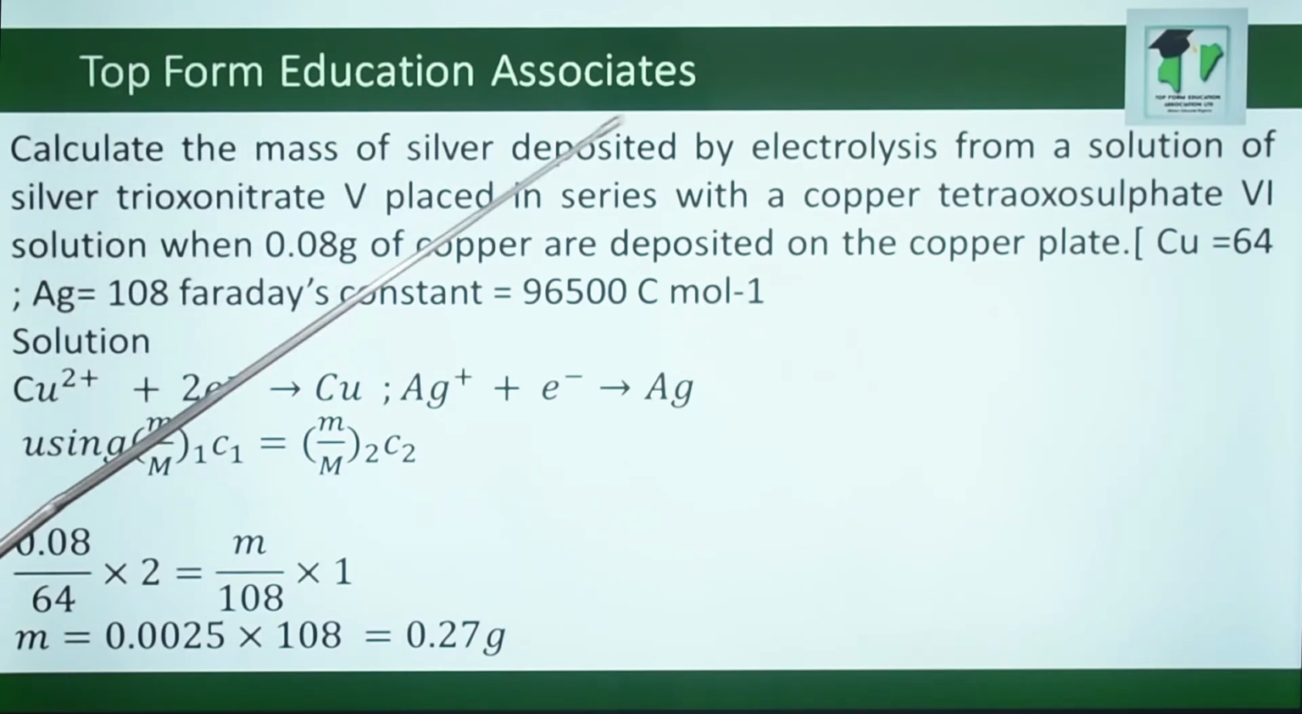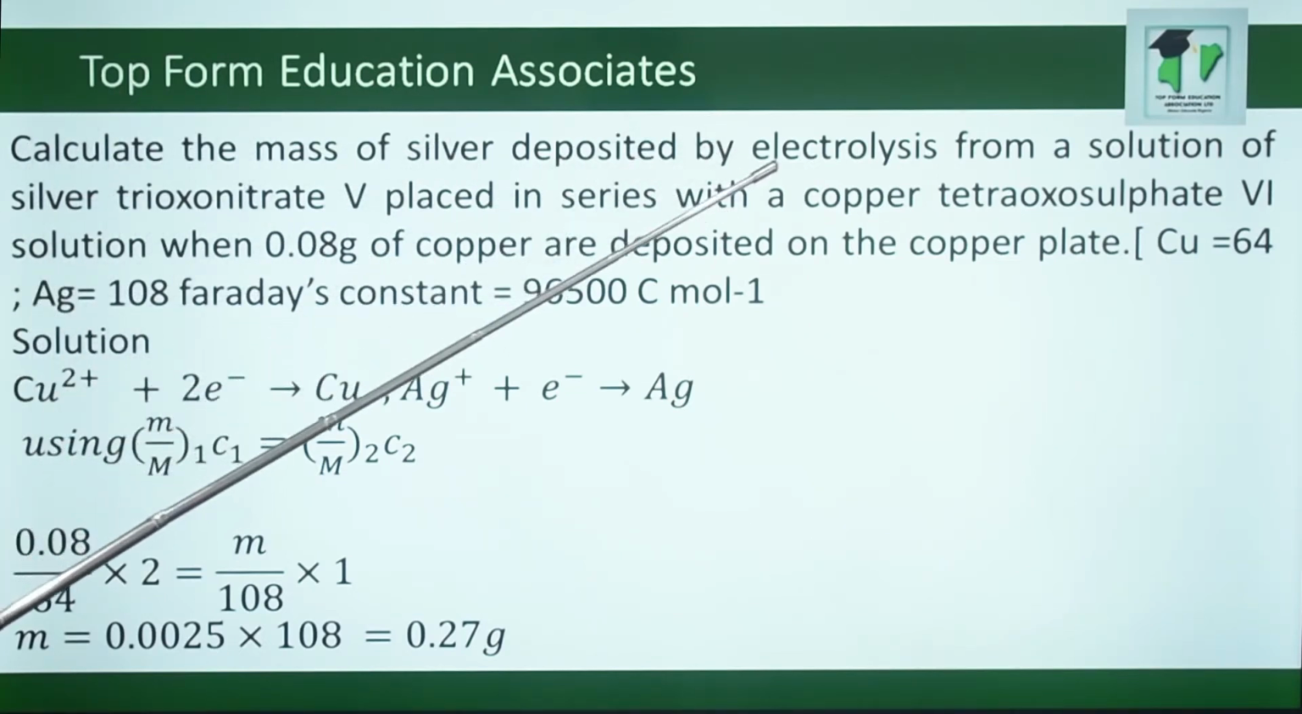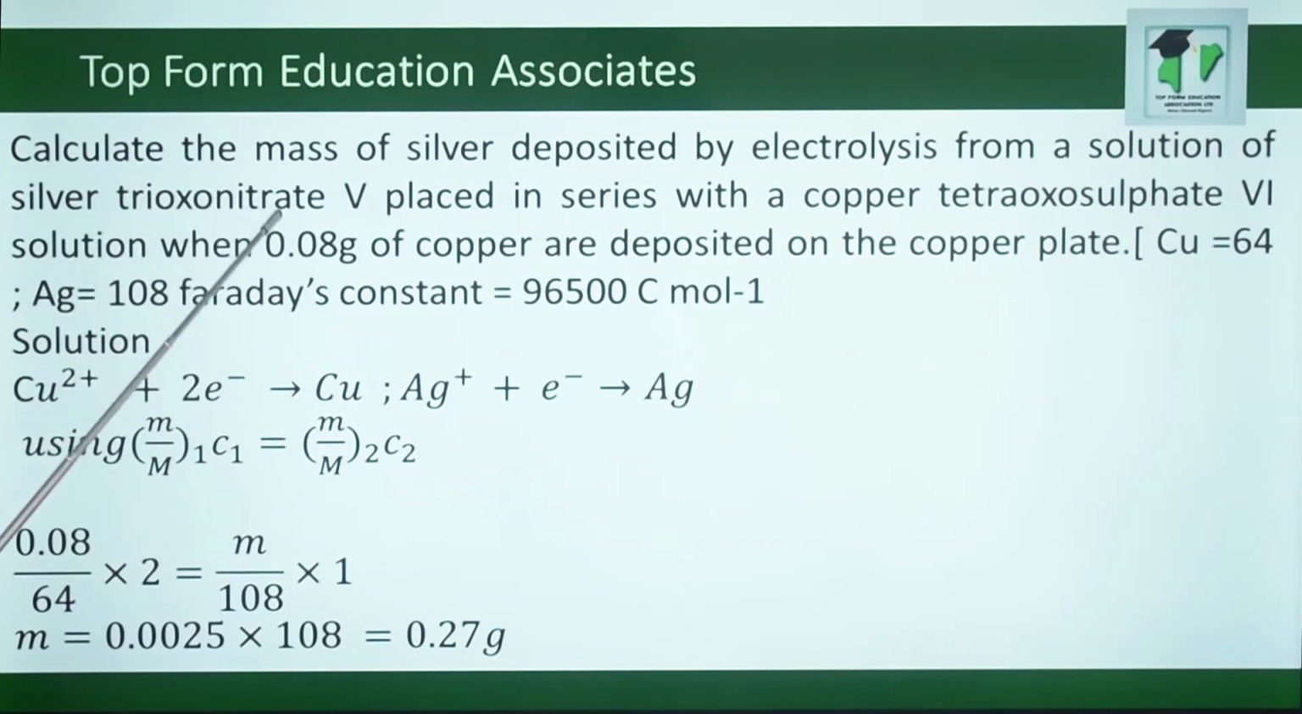Calculate the mass of silver deposited by electrolysis from a solution of silver trioxonitrate 5 placed in series with a copper tetraoxosulfate 6 solution when 0.08 grams of copper are deposited on the copper plate. The molar mass of copper is 64, that of silver is 108, and Faraday's constant is 96,500 coulombs per mole.